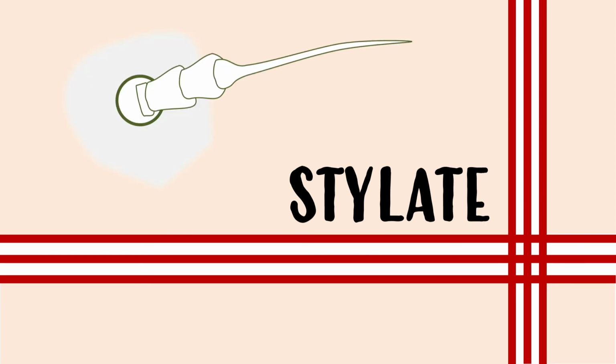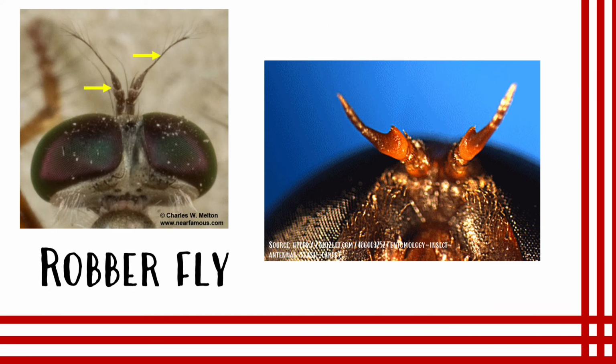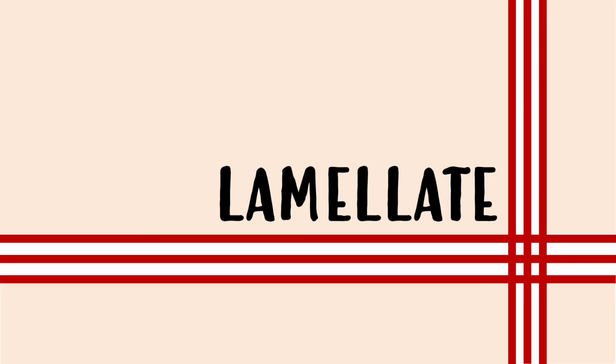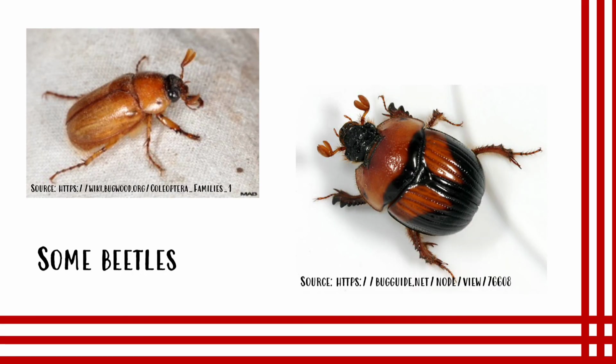Stylate type of antenna. The last segment is bearing an elongate terminal finger-like process called style. It is also described as finger-like. Examples are robber flies. Lamellate type of antenna. The last part of the flagellum displays a long lateral expansion. It is also described as leaf-like. Some examples are some beetles.